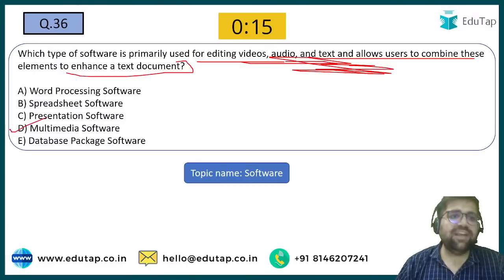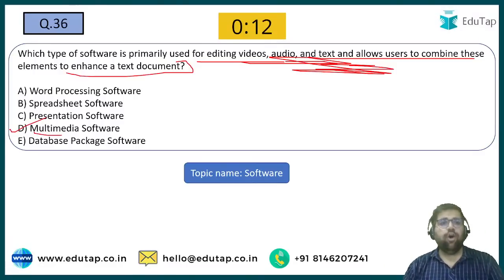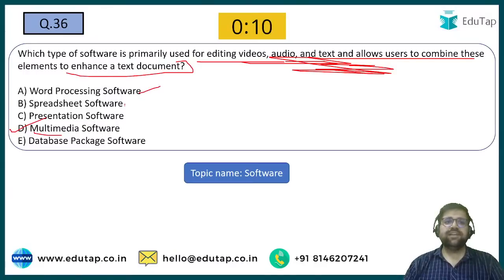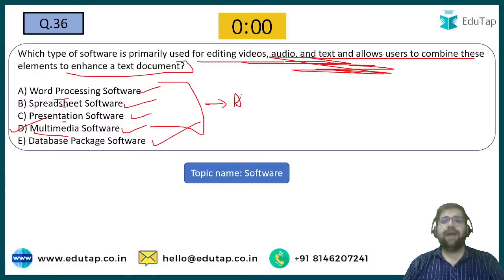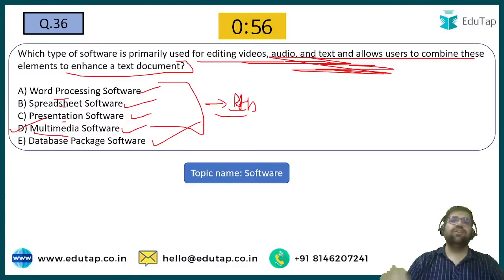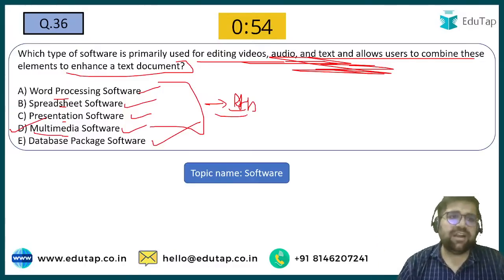Yes, it is multimedia software. Now there are different ones, for example word processing, spreadsheet, presentation, and multimedia, and even database software. They all, like multimedia, presentation, spreadsheet, and word processing, are your application software. Why? Because they are providing certain applications to your computer. As simple as that.